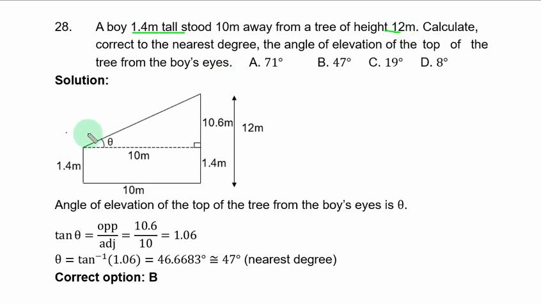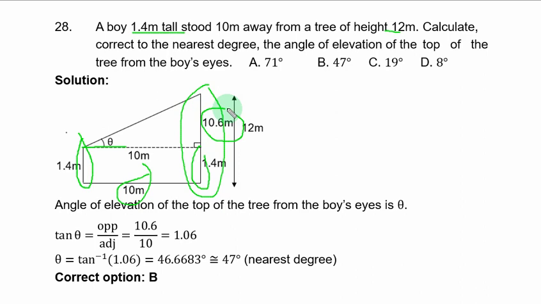Solution. So this is the boy and the eye level is this length. So this is the tree, then the boy stood 10 meters away from the tree. This is 10 meters. Now the height of the tree, part of it is for the boy. So if 1.4, here is also 1.4, and the height of the tree is 12, so the remaining part is 12 minus 1.4, that is 10.6.